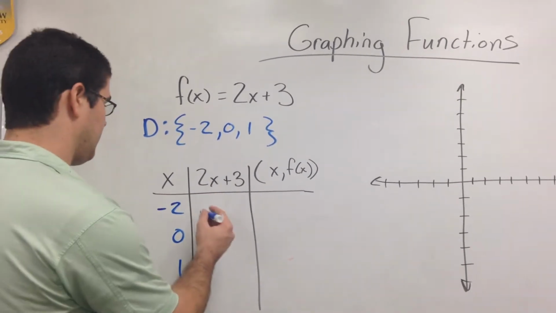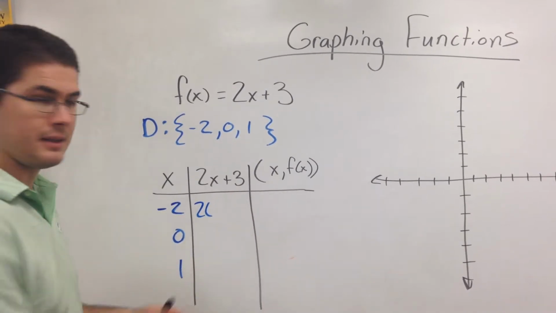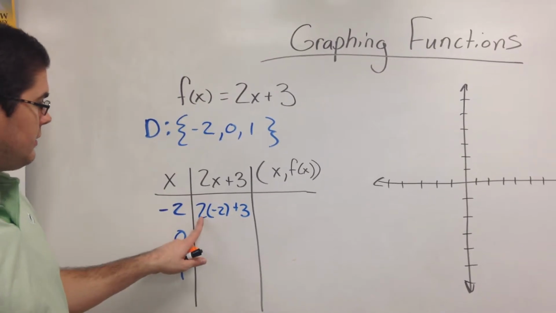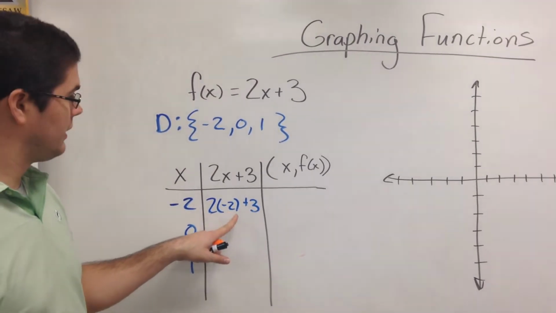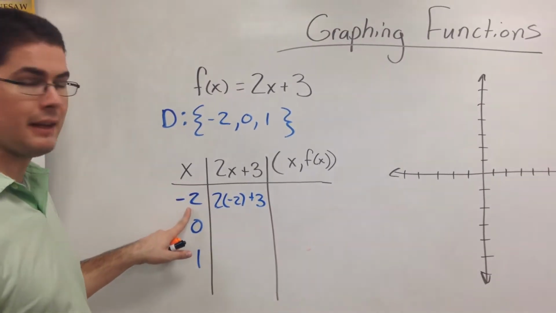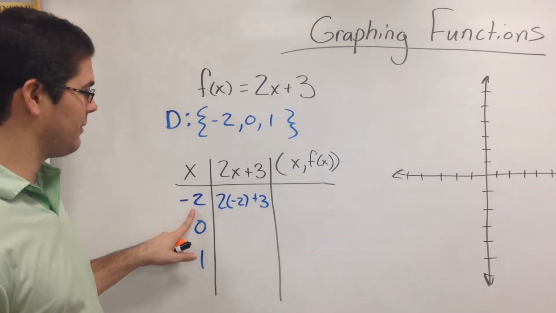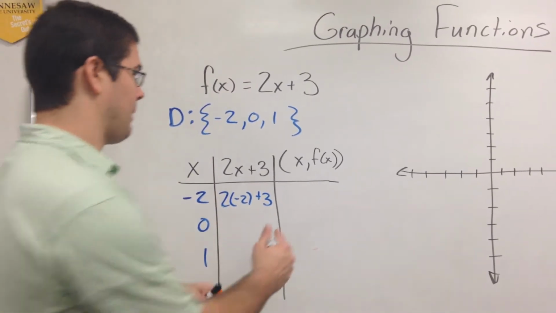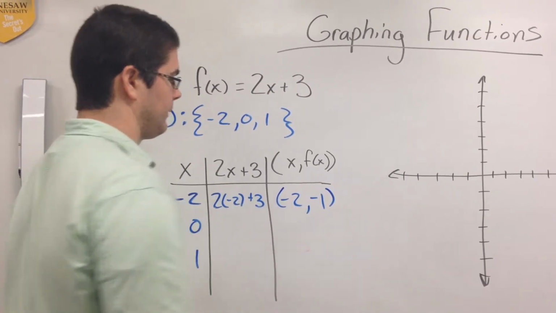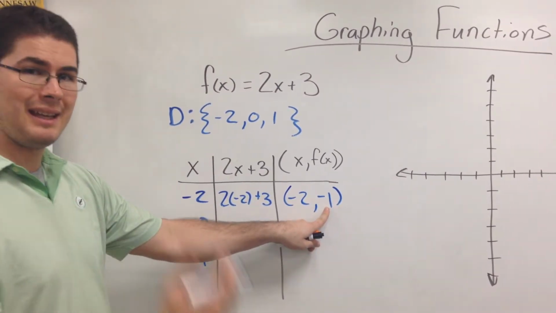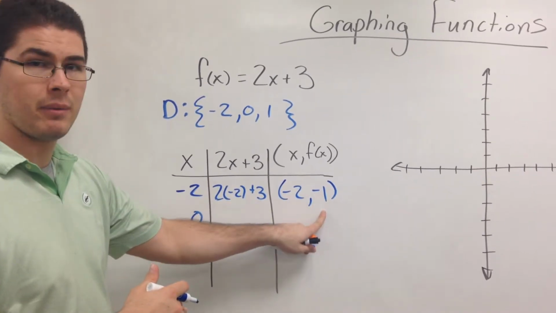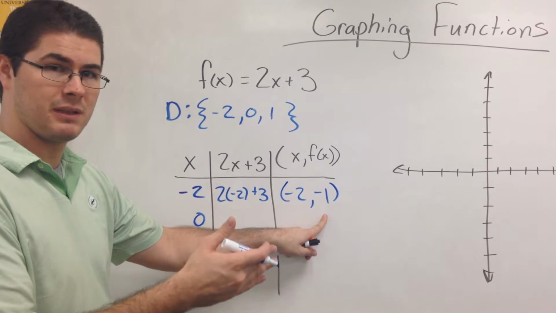Okay, so that would give me 2 times x, which is -2, plus 3. So 2 times -2 is -4. -4 plus 3 is -1. So what that tells me is when I plug -2 into my function, I get out -1. Okay, so then my point would just be -2, -1. Remember, this is what I get when I plug in the x value. This is my domain and this is my range. The range is what you get when you plug in a specific domain.